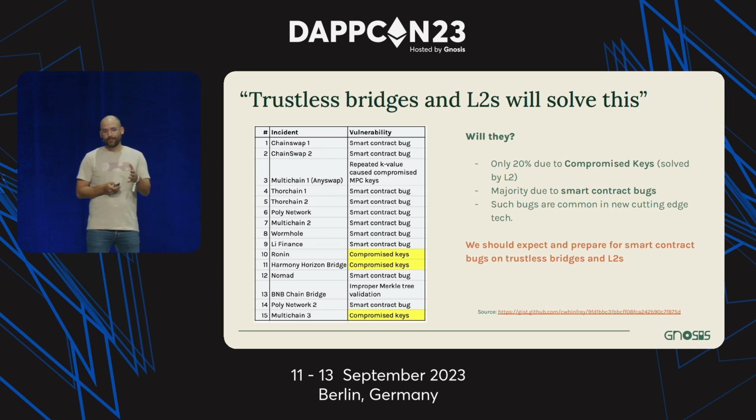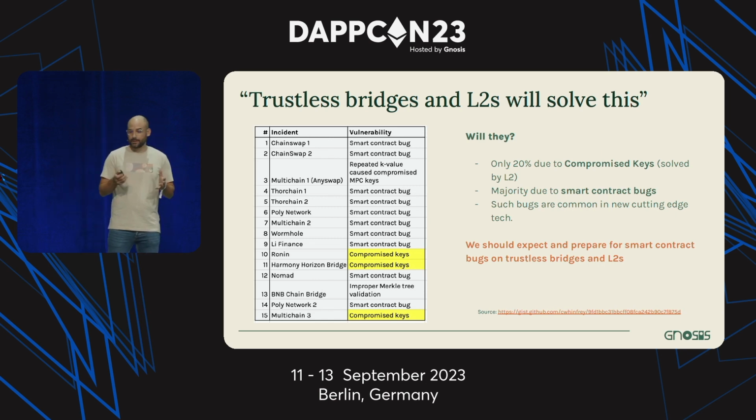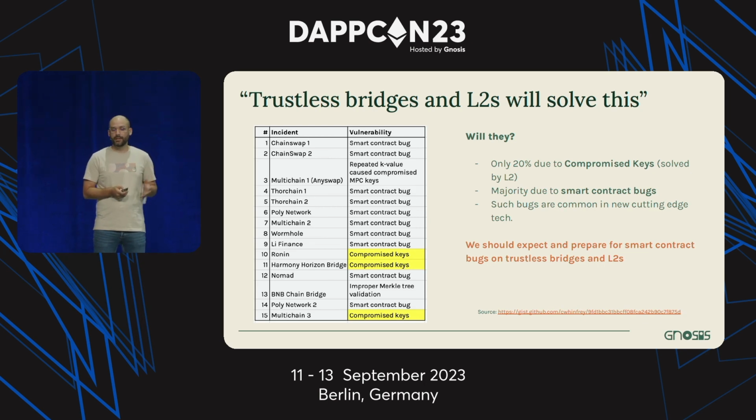So this is a list of, I believe, if not all, the vast majority of bridge hacks that happened in the last couple of years. And we can see highlighted are 20% of them, so 3 out of 15, related to compromised keys. So compromised keys, yes, it's an issue related to trusted external assumptions, so multisigs and MPC and several variations. But the vast majority of the hacks were not due to the multisig, right? They were due to smart contract bugs.